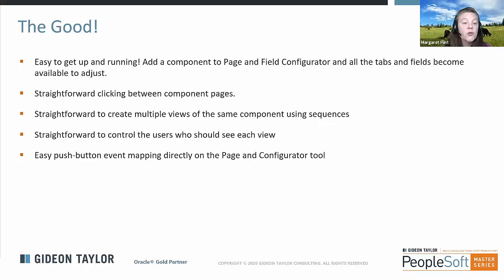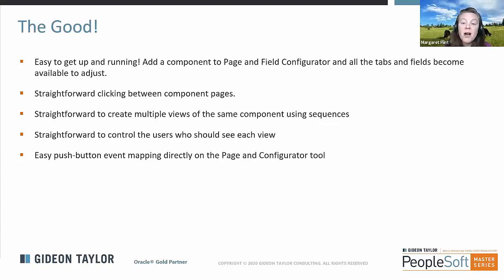It is very straightforward clicking between component pages to make changes or to choose fields for adjusting. It's straightforward to create multiple views of the same component using sequences. Straightforward to control the users who should see each view. In fact, they added new functionality for that this year. And easy push button event mapping directly on the Page and Field Configurator tool. So you as a functional user can click a button and map all of those changes to events right away yourself.